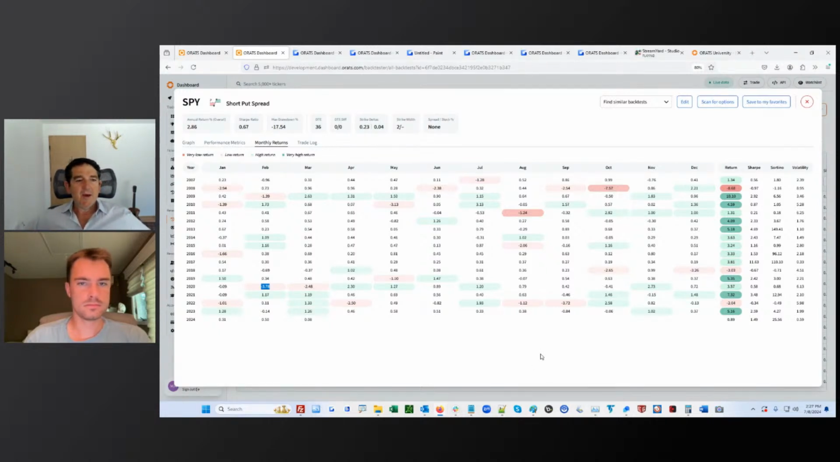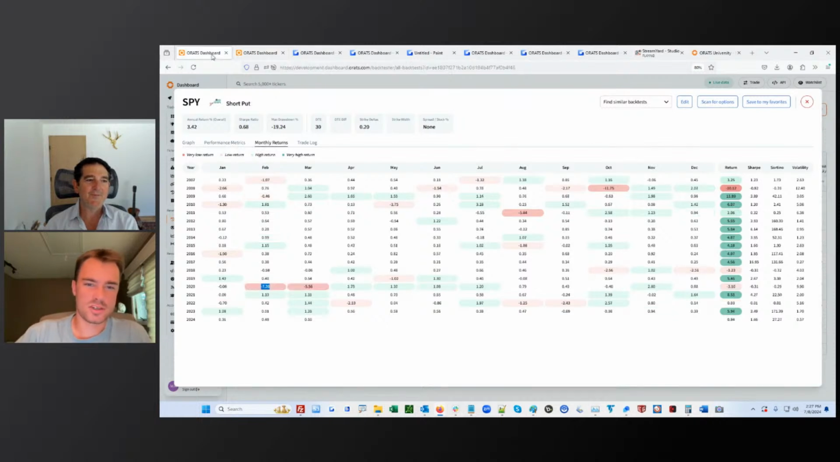So again, it has to do with your appetite for risk, but I don't know how you feel about it, Tyler, but I certainly like this short put spread a lot more. Well, why? Just looking at the monthly returns, you can see, just looking at the heat map, there's a lot less red in the spread.